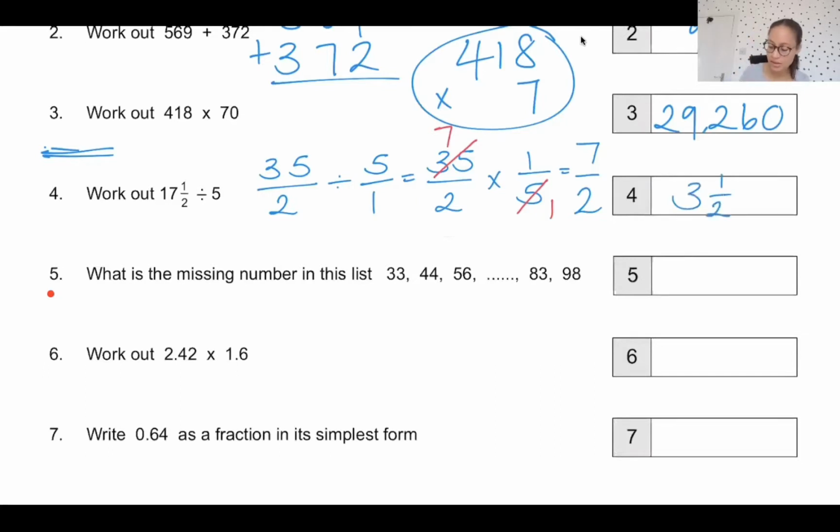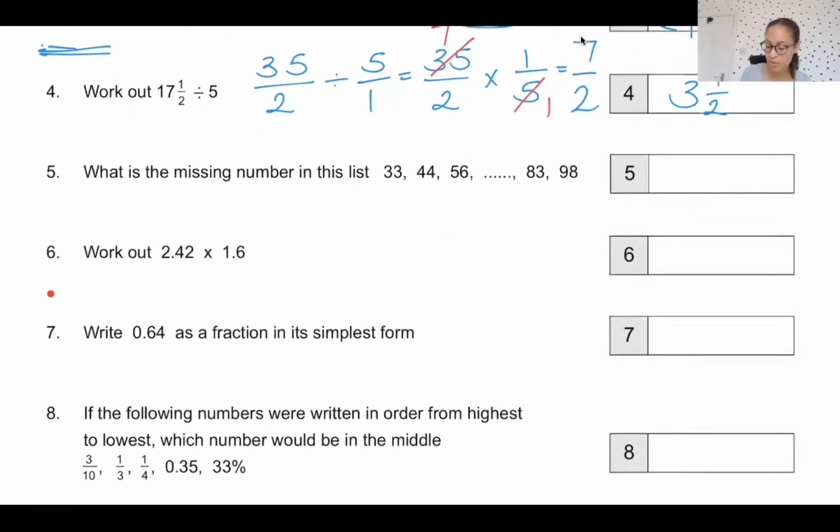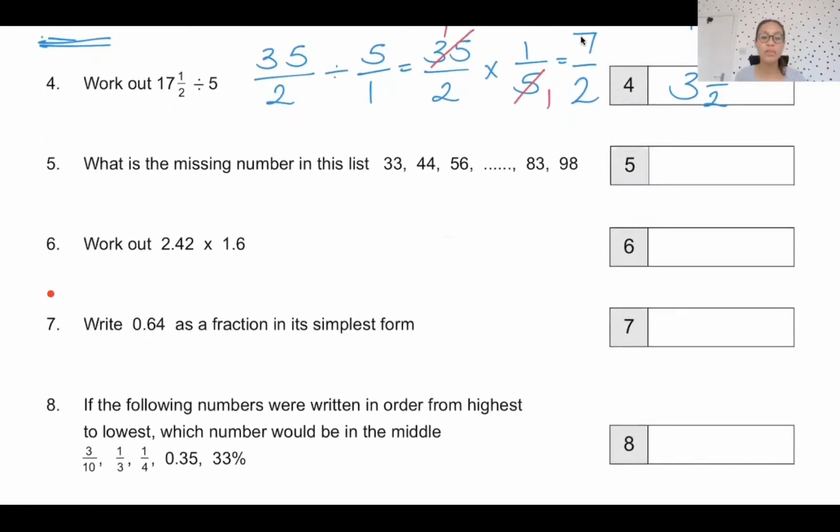Okay, next question, number 5. Now remember, with a number sequence, I've said before, always write the difference between each number down on paper because it will help you to keep track of the pattern. You can give that one a quick try.